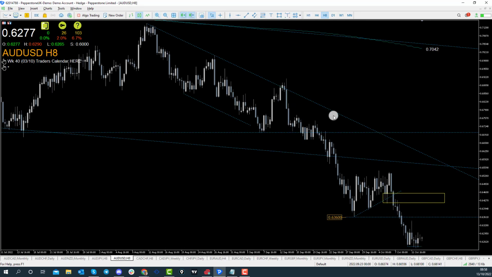So here we are, Aussie US dollar. You can see we are on the 8-hour time frame. You can see that quite clearly. If you have a look at chart partner here in the corner, it's very visible that we are on the Australian US dollar and that we are on the 8-hour chart.